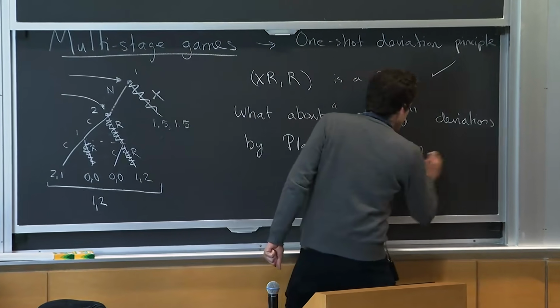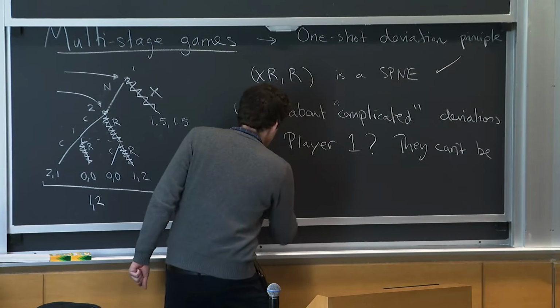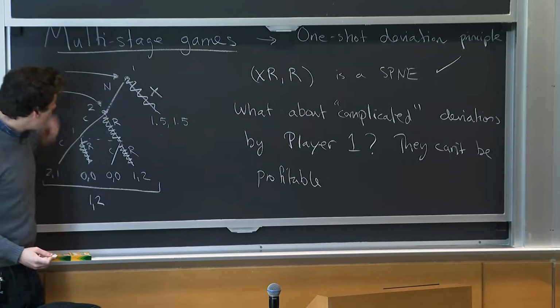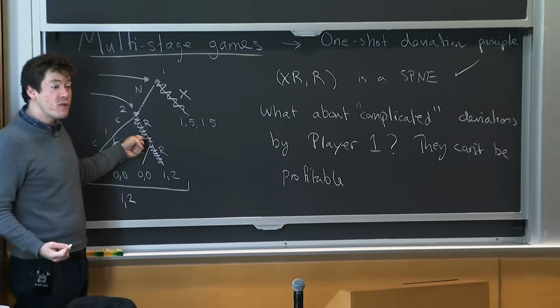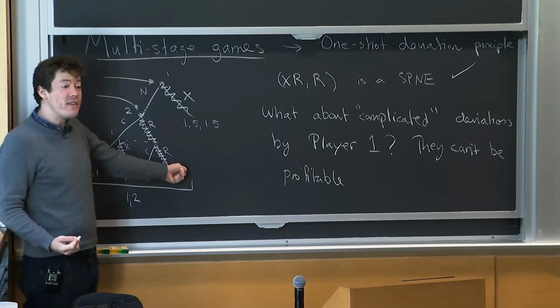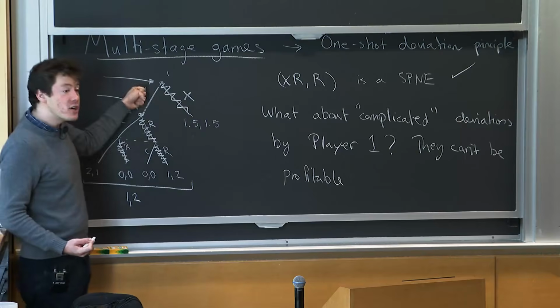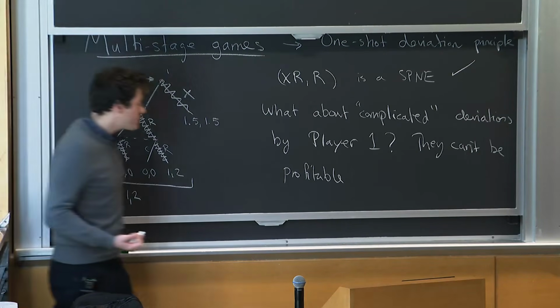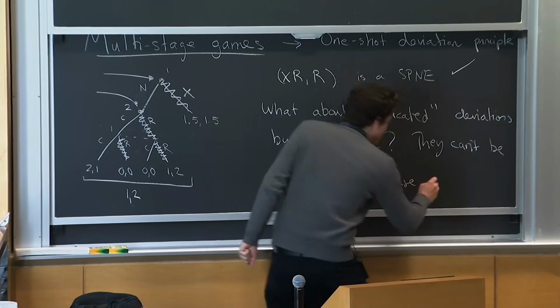So it turns out, what about these more complicated deviations? The answer is they can't be profitable. And why? Because we know that our strategy profile already constitutes a Nash equilibrium within this subgame, and therefore, given the way the other player is playing, we're already doing optimally in this subgame. So if I were to enter and then play suboptimally in the subgame, that can't make me better off. Because of backward induction, I'll say.